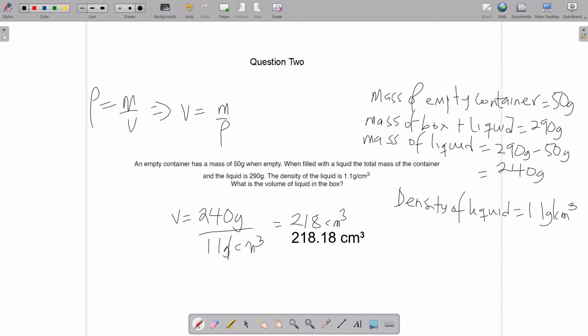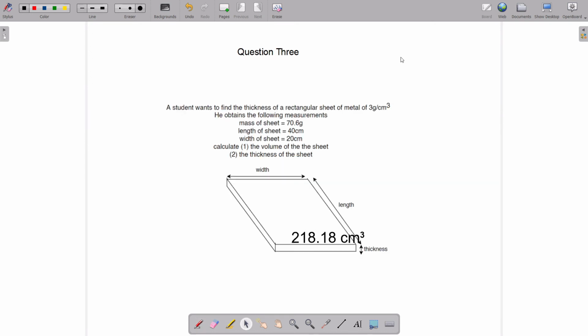Now let's consider the last question. It says a student wants to find the thickness of a rectangular sheet of metal of density 3 gram per cm cube. He obtains the following measurements. The mass of the sheet is 70.6 gram. The length of the sheet is 40 centimeters. The width is 20 centimeters. We are therefore to calculate 1, the volume of the sheet, and 2, the thickness of the sheet.